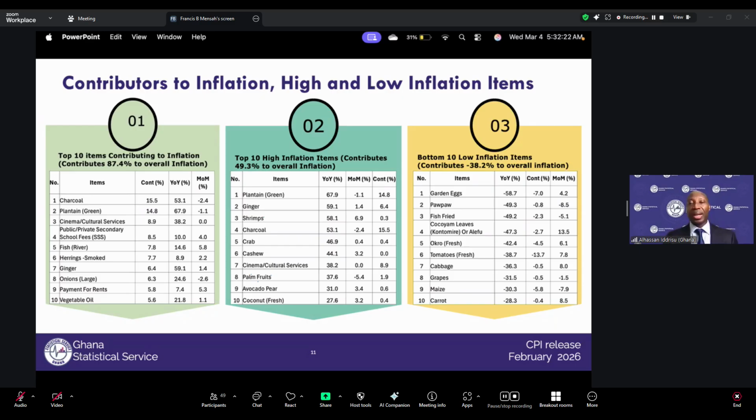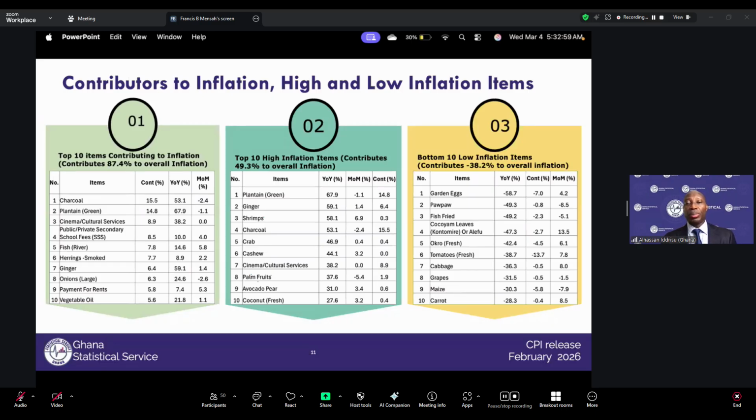These items are garden eggs, which recorded an inflation rate of negative 58.7% in February 2026, same as recorded in January 2026. So this means that for garden eggs, we actually recorded deflation, because negative inflation means deflation. And what it actually means is that the prices of garden eggs actually reduced by 58.7% between February 2025 and February 2026.